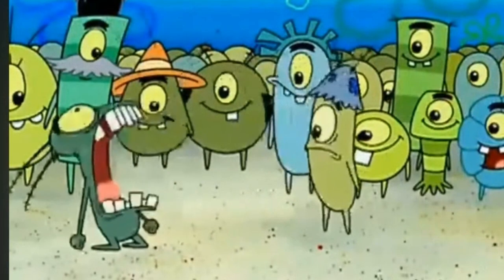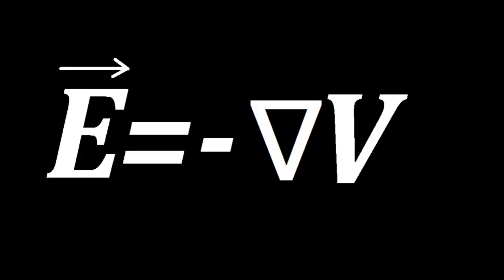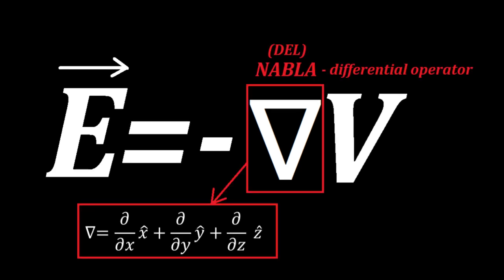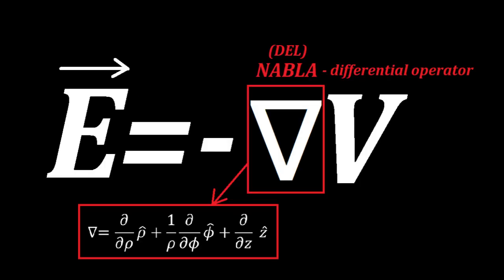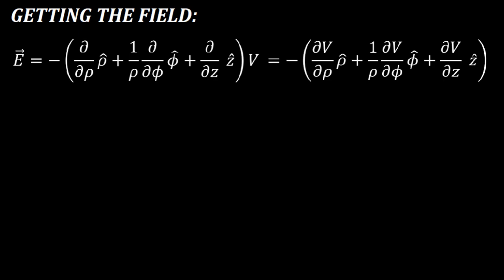For like the fifth time in these two videos, electric field is the negative gradient of the potential function. I assume you're all familiar with the differential operator nabla. Because we have used cylindrical coordinates to express the potential, we're going to use nabla in cylindrical coordinates as well. When we apply nabla to the potential, we get the following. We need to differentiate the potential with respect to all three coordinates.